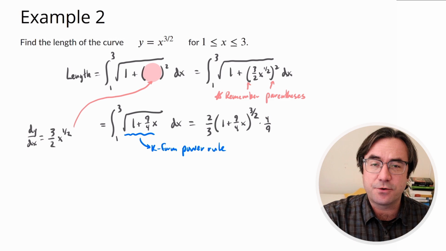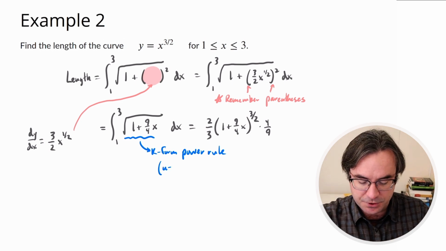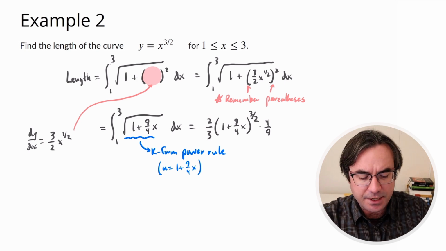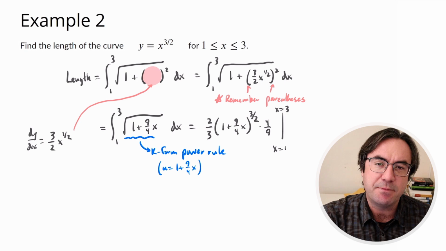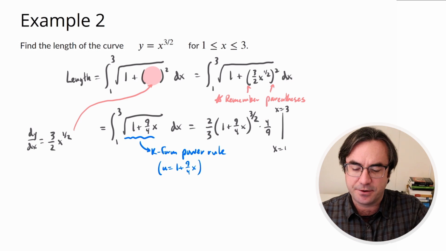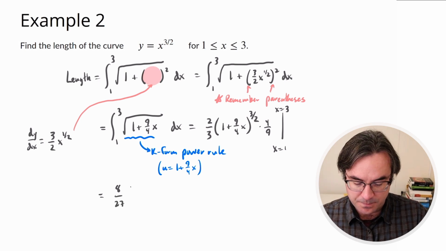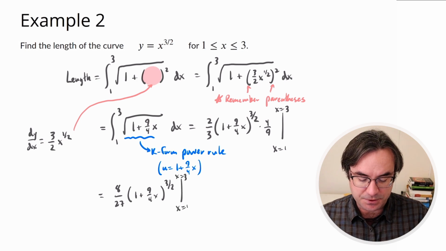All right, so once we have our antiderivative, and if you didn't want to think of it this way, you could also do this with a u substitution. So you'd let u equal what's under the square root sign. You could do it that way as well. So we got our antiderivative. We're going to evaluate it from x equals 1 to x equals 3. And before we evaluate, not a bad idea, maybe clean this up a little bit, get those two fractions together. So we get 8 over 27, and then (1 plus 9 over 4 x) raised to the 3/2 power, and then we're plugging in from x equals 1 to x equals 3.